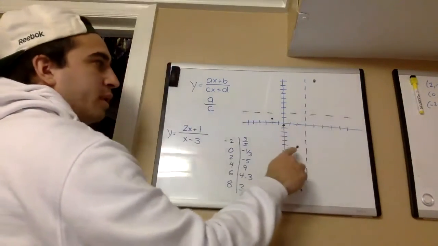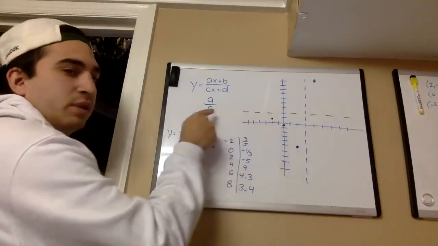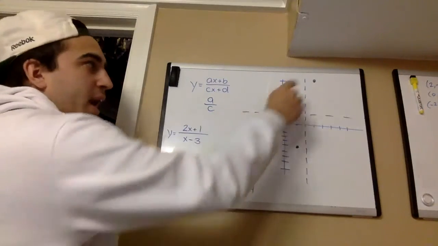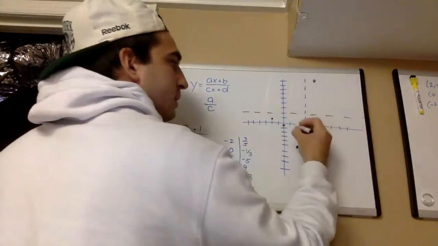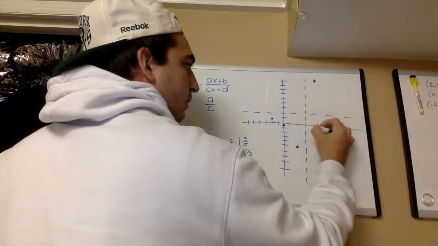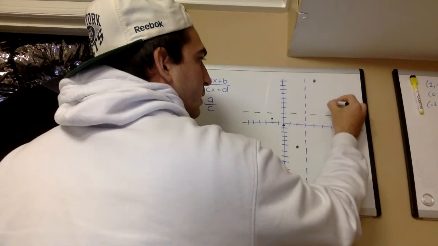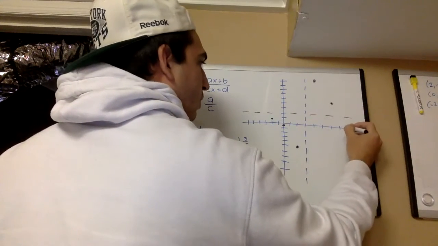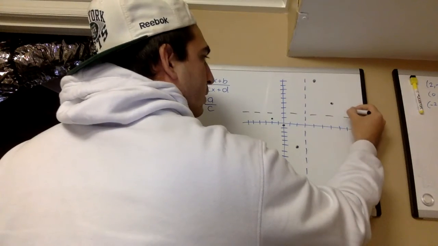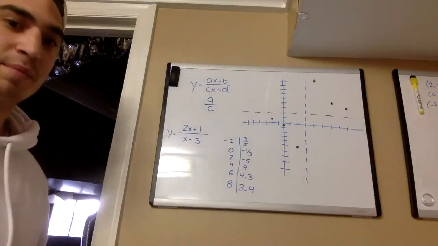Notice how my points transition across an asymptote, which means we're only going to be connecting these 3 points, and then the last 3 points are going to be on this side of the graph. So it's just finished. (6, 4.3): 1, 2, 3, 4, 5, 6. 1, 2, 3, 4. 4.3 is a little bit in between. And the last one is (8, 3.4). 1, 2, 3, 1.4. Like I said, my graph is not perfect. Your graph is not going to be perfect either.